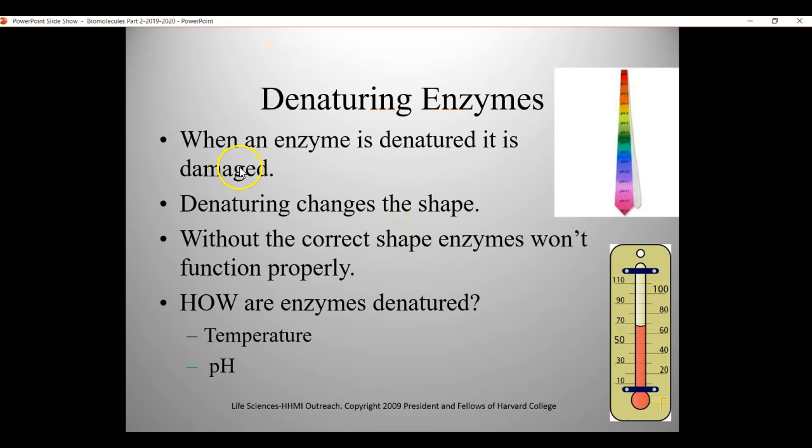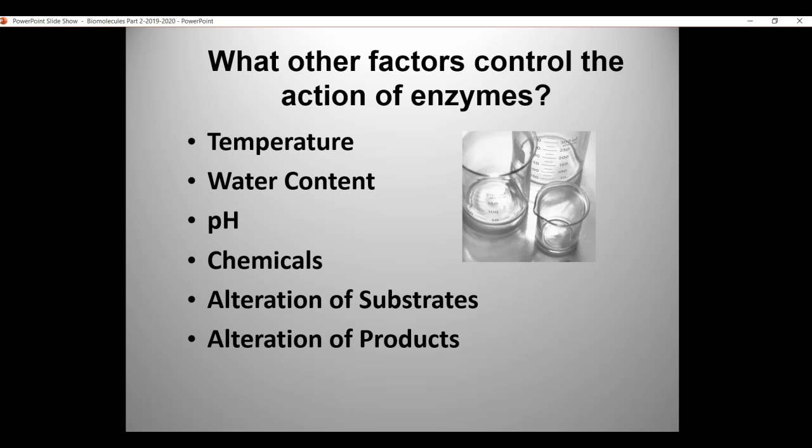All right, so denaturing enzymes. When an enzyme is denatured, it means it's damaged. Denaturing changes the shape, and because we've been saying shape matters with enzymes, without the correct shape, enzymes won't function properly. They won't be able to attach to their substrate. How are enzymes denatured? Two main ways, pH and temperature. What other factors control actions of enzymes? Temperature, water content, pH, chemicals, alteration of substrates, and alteration of products.